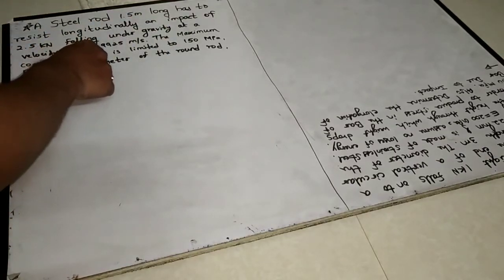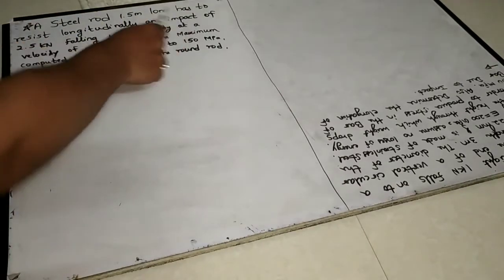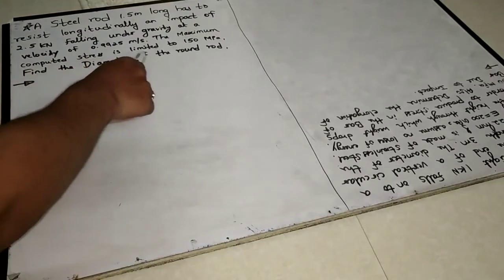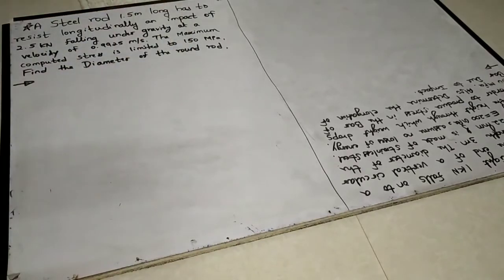Yes, students, next problem. A steel rod 1.5 meter long has to resist longitudinally an impact of 2.5 kilonewton falling under gravity at a velocity of 0.9925 meter per second. The maximum computed stress is limited to 150 MPa. Find the diameter of the round rod.